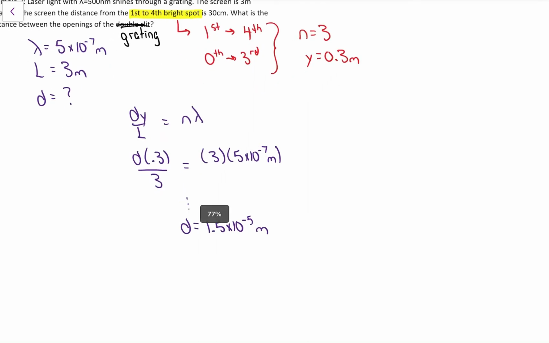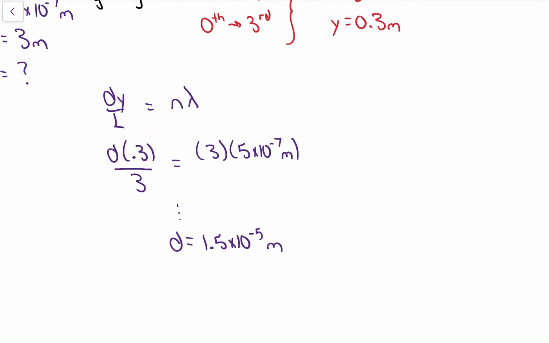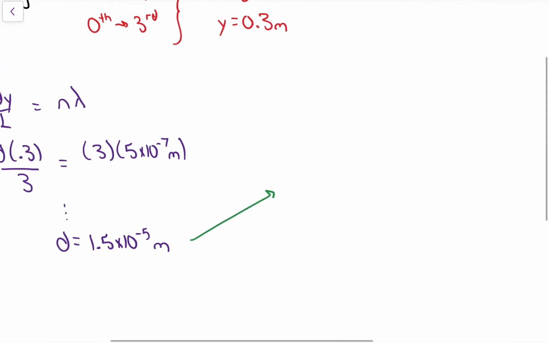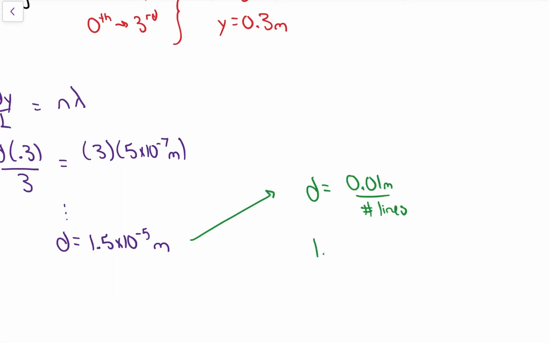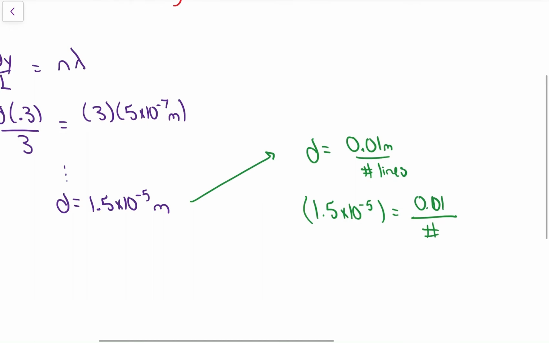That's how we tackle a grating question. Sorry for the typo. We could go one step further. Usually a grating is given in terms of how many lines there are in 1 centimeter. If we wanted to go one step farther, we could give that value, how many lines there are in 1 centimeter. We just would have to plug in our d, and it's equal to 0.01 meters, or 1 centimeter, divided by the number of lines.